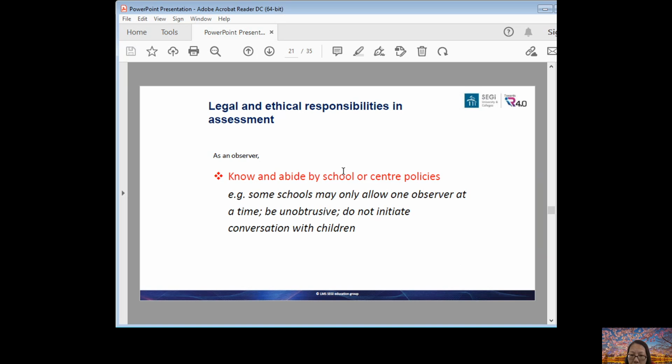As I mentioned, know and abide by the school rules and the center policies. Some schools allow one observer at a time only. Some schools may allow two at a time. Whatever it may be, as an observer, we are not supposed to be obstructive. We are there to help observe and to get help for this child. Do not initiate any conversation with the children you are supposed to be observing.